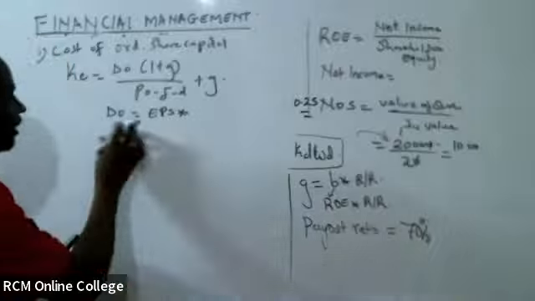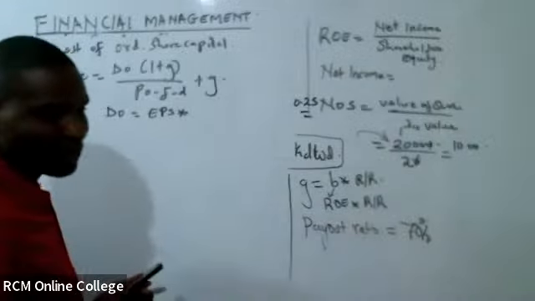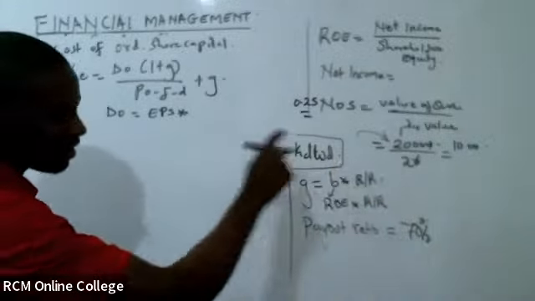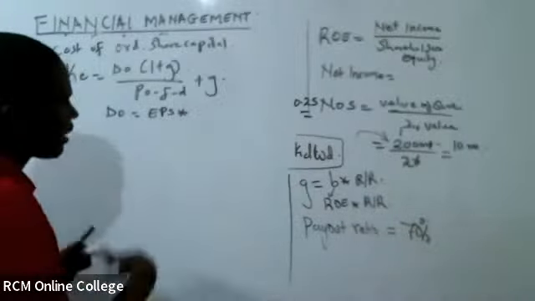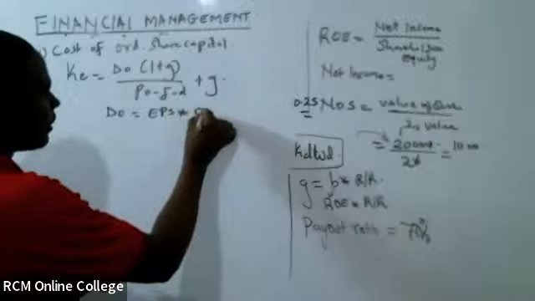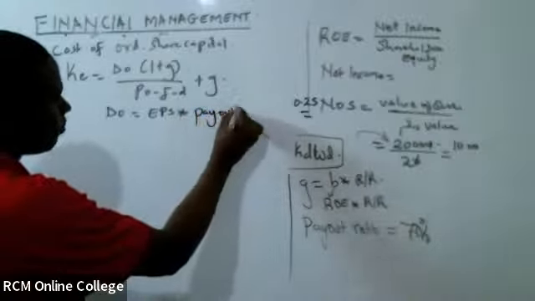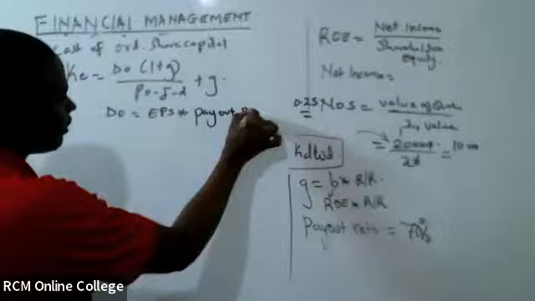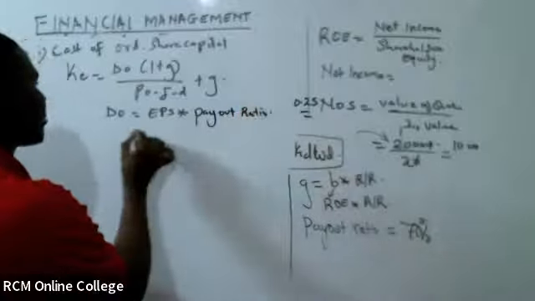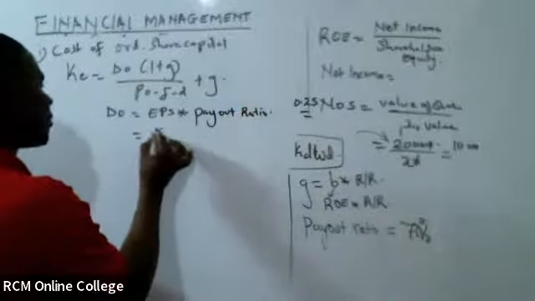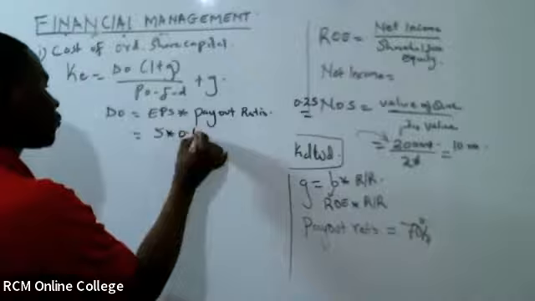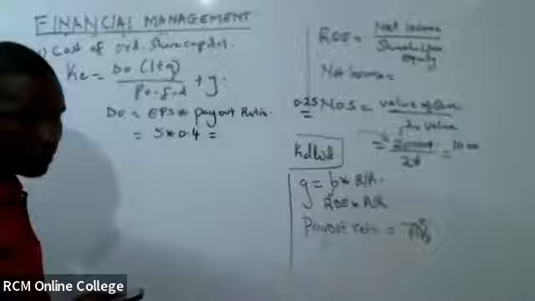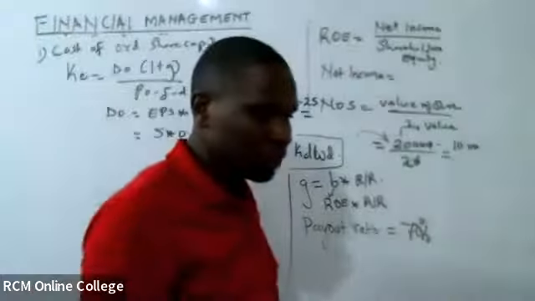Remember, we are looking at the current dividend paid. So it's the payout ratio, not retention, which is what we have remained with. The examiner was tricky here. And the payout ratio was 0.4. So can you give me the D0? What is the D0?